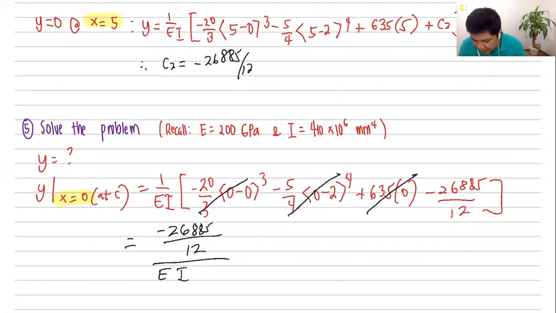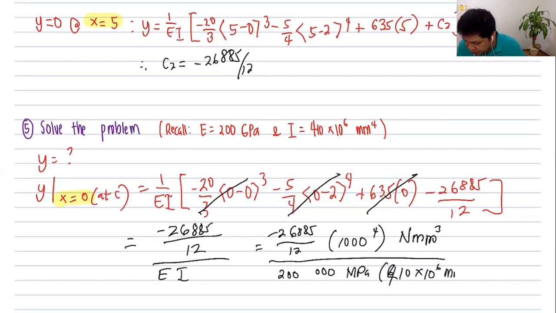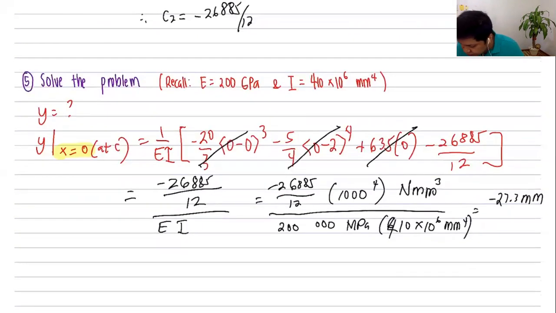So once I substitute everything, this is negative 26885 all over 12 times 1,000 to the 4th para maging Newton mm cube, all over 200,000 megapascals times 410 rather times 10 to the 6 mm to the 4th. This will give me negative 27.3 mm, or final answer 27.3 millimeters downward. I have a horrible handwriting.